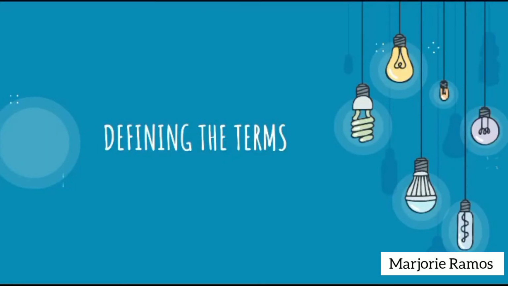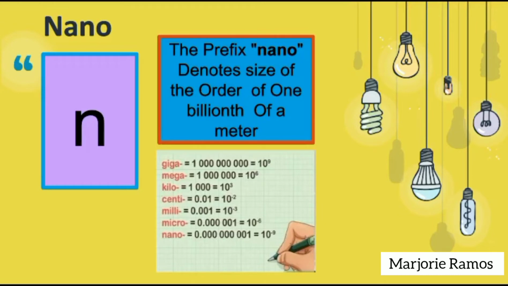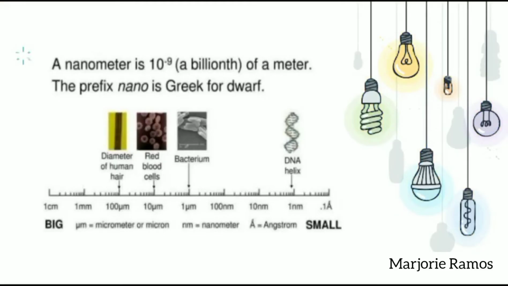So, let's define the terms. The prefix nano denotes a size of the order of one billionth of a meter. Prefixes are preceding factors used to represent very small or very large basic quantities in SI units. A nanometer is 10 raised to negative 9, a billionth of a meter. The prefix nano is Greek for dwarf. The symbol of nano is the small letter n. It is a unit prefix meaning one billionth, used primarily with the metric system. The prefix is derived from the Greek and Latin nanos, meaning dwarf.